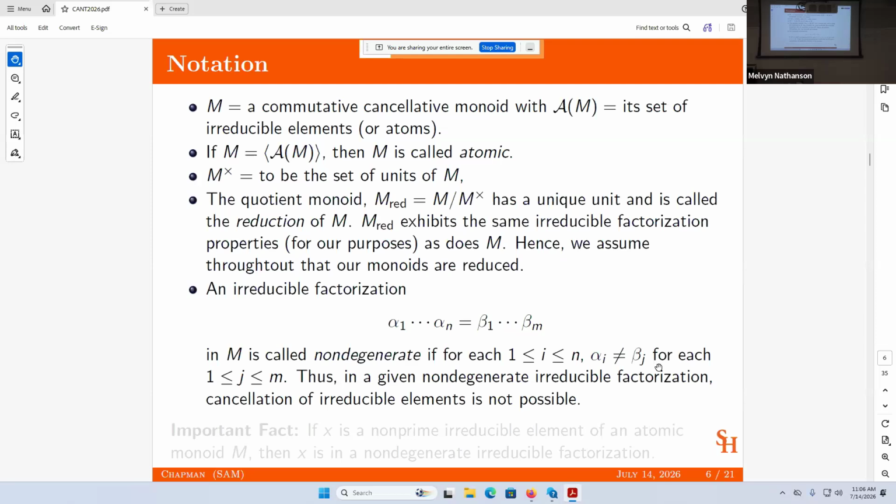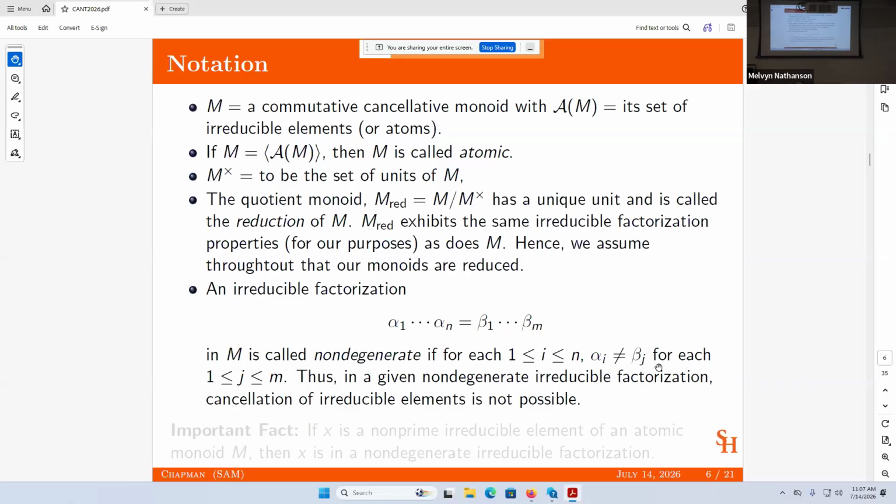The quotient monoid M mod M cross, which is usually called M reduced, is a monoid with a unique unit. And normally in factorization theory, people pass to the reduction so you don't have units flying around everywhere, which don't really play a role in what's going on.